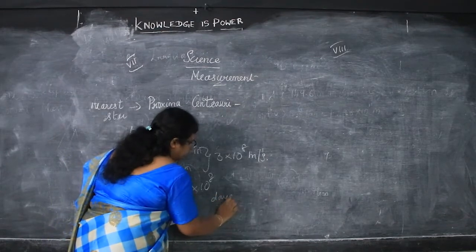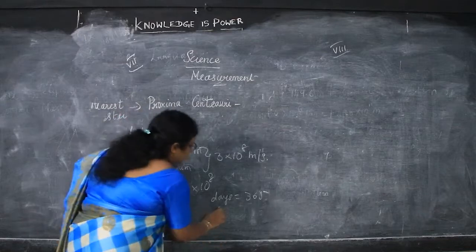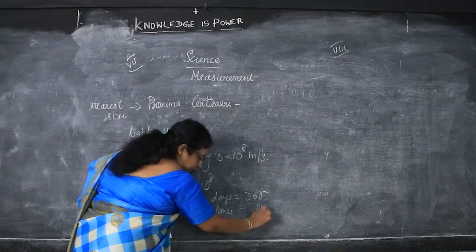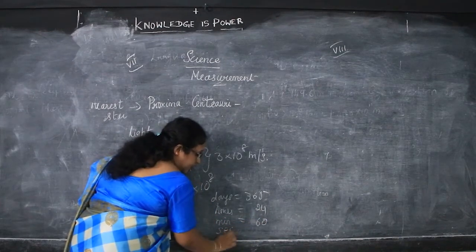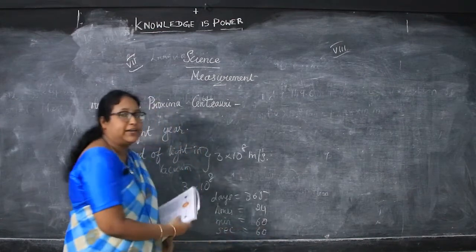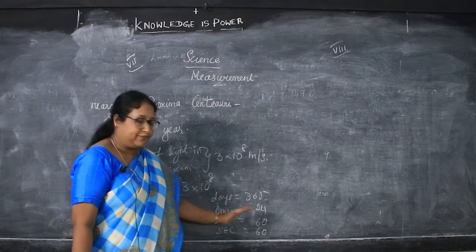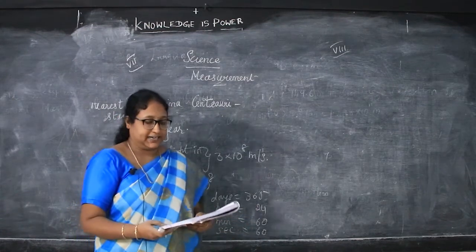So, in a year, how many days are there? 365 days. And how many hours? 24 hours. How many minutes? 60 minutes. And how many seconds? 60 seconds. So, 365 days, 24 hours, 60 minutes and 60 seconds.